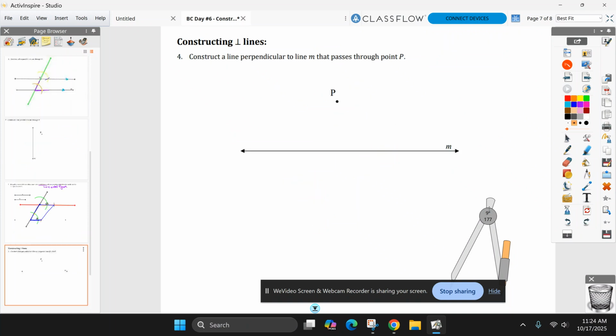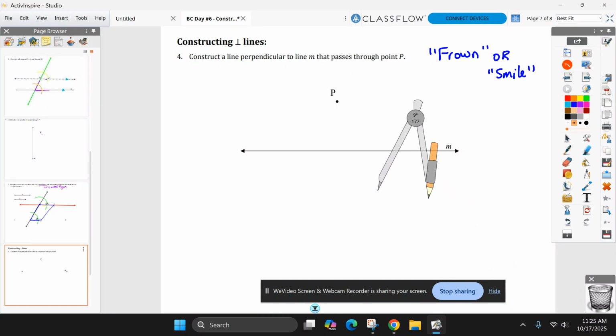Now I want a perpendicular line. Talk to me about perpendicular again. What do they do? Form right angles. Yeah, so I need a line that goes through P that's going to form a right angle with M. We have done these already. All I'm going to write down on the board is frown or smile. That's how you remember the perpendicular line ones. Frown or smile.